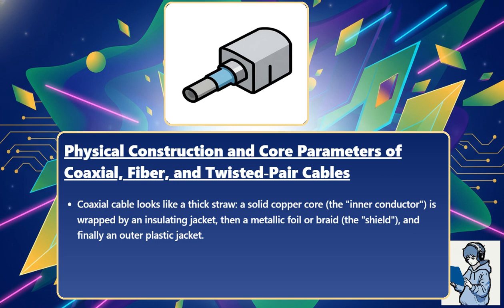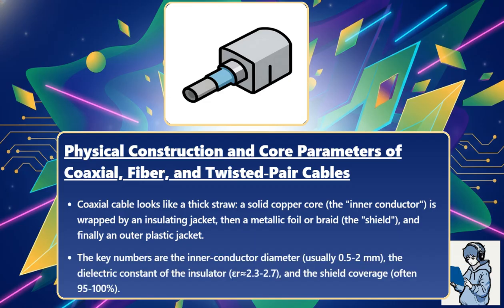Coaxial cable looks like a thick straw. A solid copper core called the inner conductor is wrapped by an insulating jacket, then a metallic foil or braid called the shield, and finally an outer plastic jacket. The key numbers are the inner conductor diameter, usually 0.5 to 2 millimeters, the dielectric constant of the insulator, epsilon, approximately 2.3 to 2.7, and the shield coverage, often 95 to 100%.